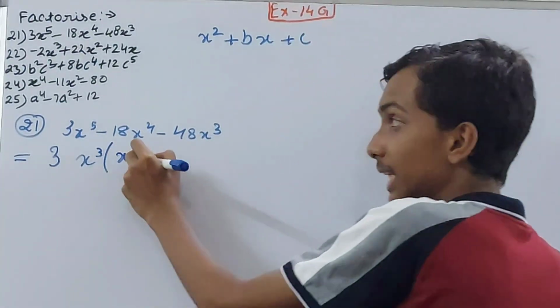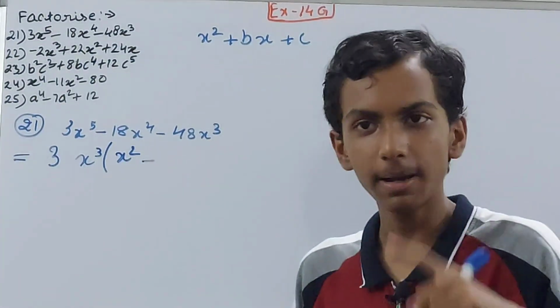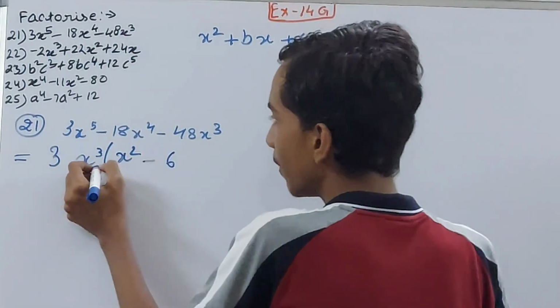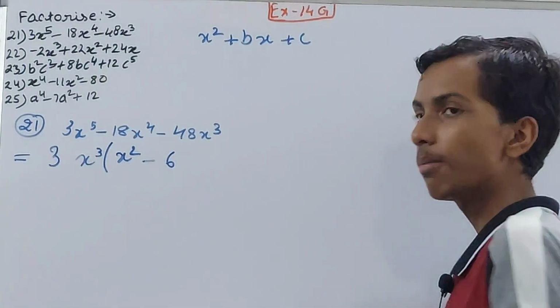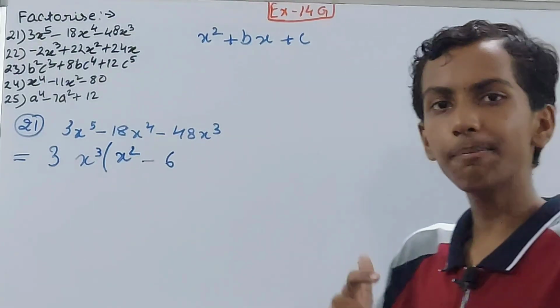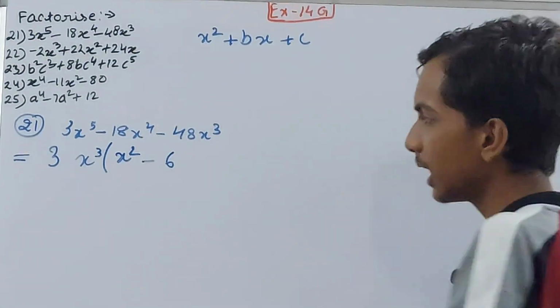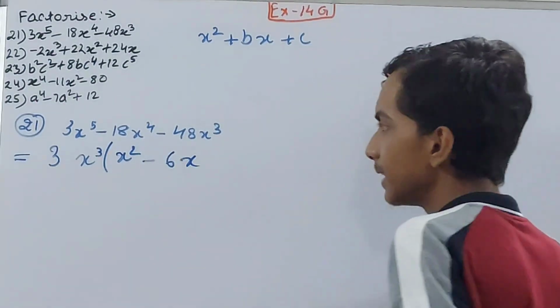When you divide minus 18 by 3, the minus will come, and 18 by 3 is 6. And now x to power 4 and x cube. So x, 4 minus 3, okay? When you are dividing, powers have to be subtracted. So 4 minus 3 is what? 1. Simply you can write in place of that x, minus 6x.